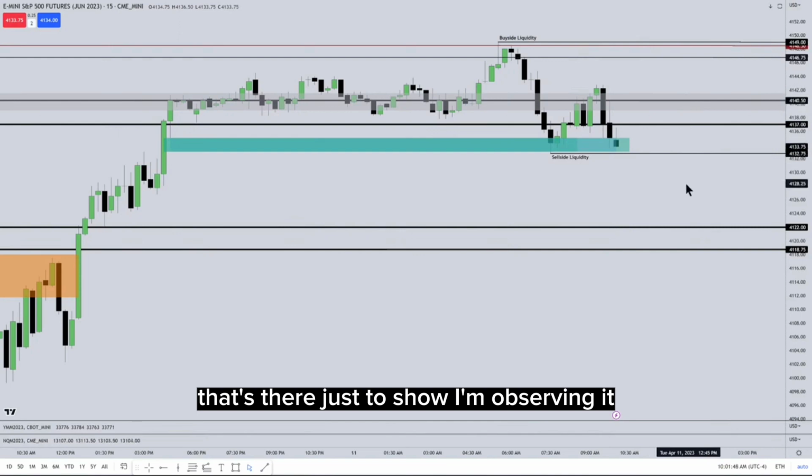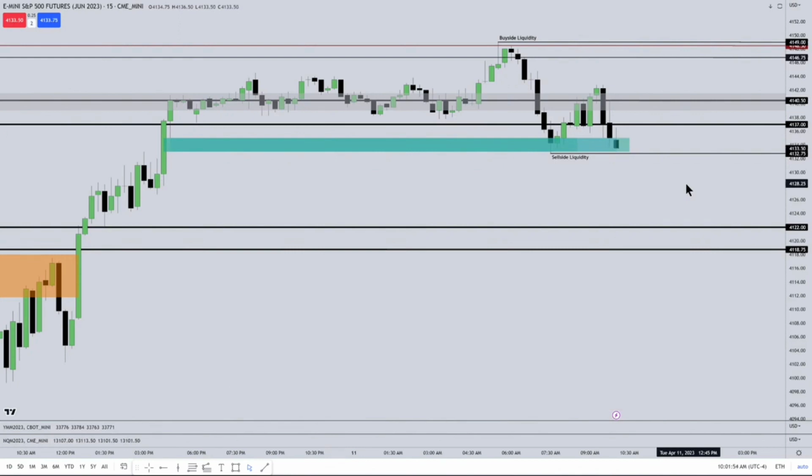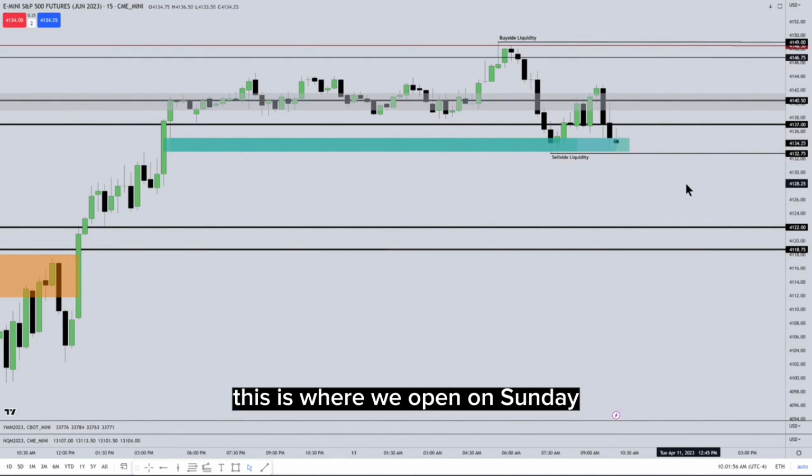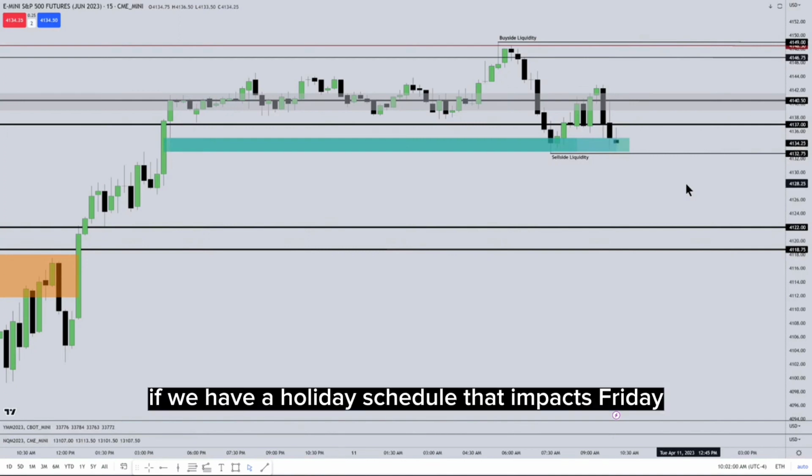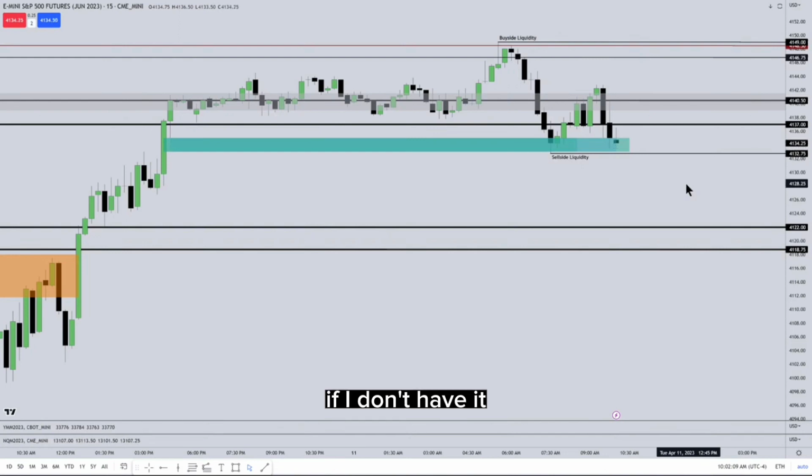That's there just to show. I'm observing it, that way you can see that it should be on your chart. This is where we closed on Friday, and this is where we opened on Sunday. I personally do not use that if we have a holiday schedule that impacts Friday. So I'll look for the closest new week opening gap in the last 60 days in that range. If I don't have it, then I don't use it.